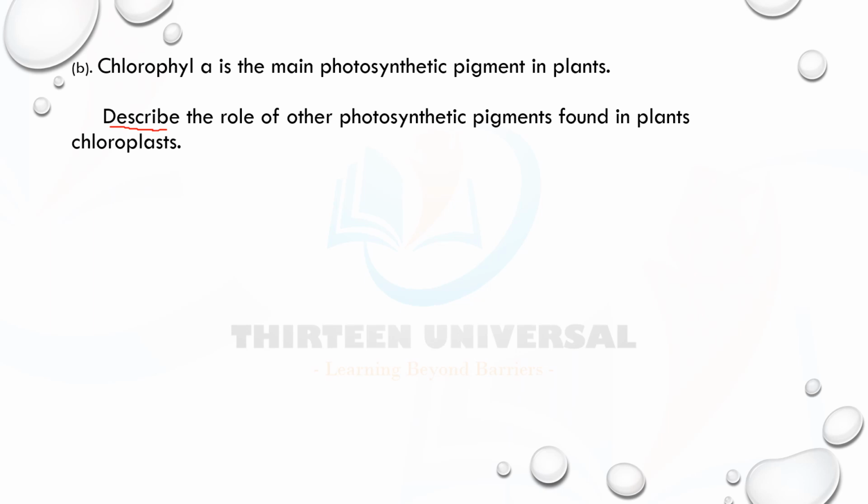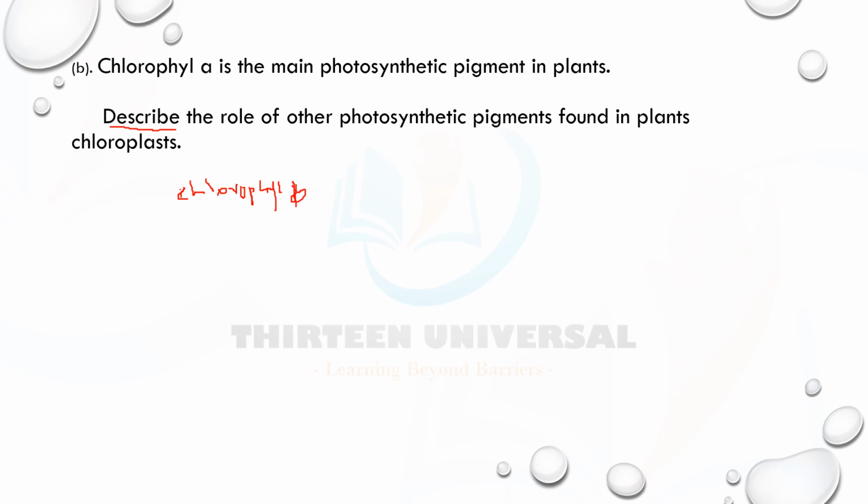Describe the role. Describe the main features, characteristics of the role. You mentioned them. We have accessory pigments, like chlorophyll B, which is an accessory pigment. Don't forget that. And not just chlorophyll B, we have xanthophyll. You know xanthophyll? Chlorophyll B, xanthophyll, carotenoids.